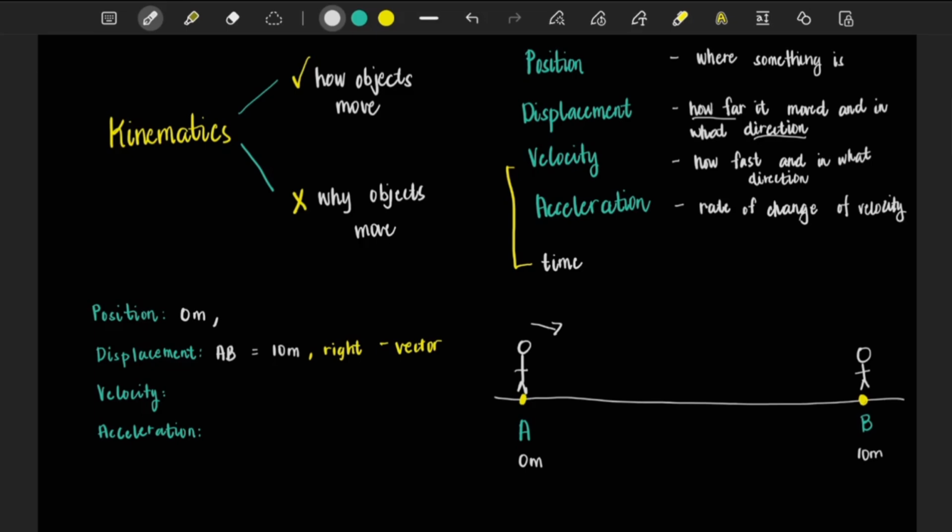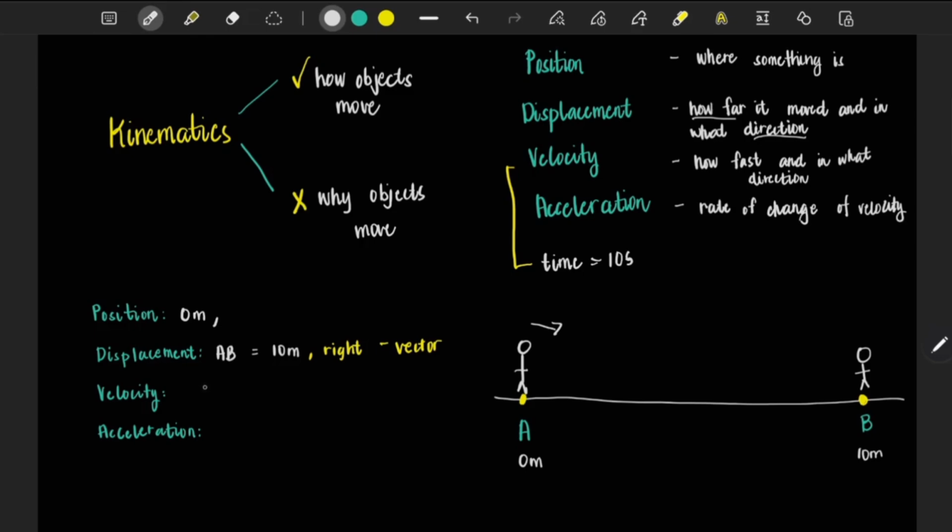Now let's assume that the time it takes to move from point A to point B is 10 seconds. Which means that the person is moving at the rate of 10 meters per 10 seconds. Which is basically the definition of velocity.